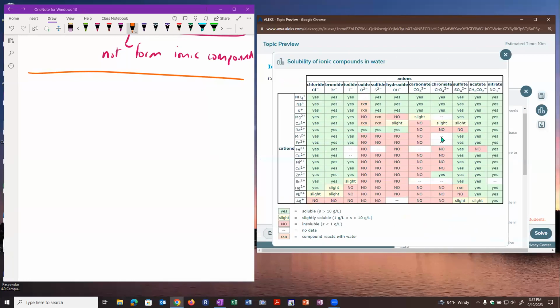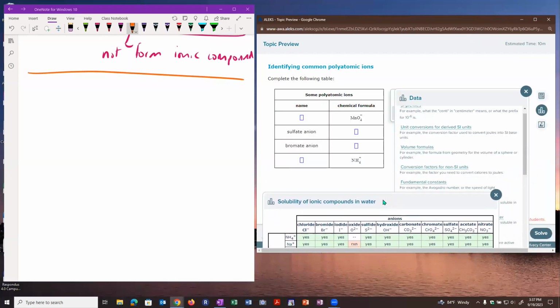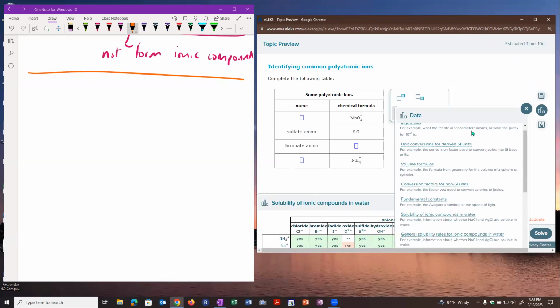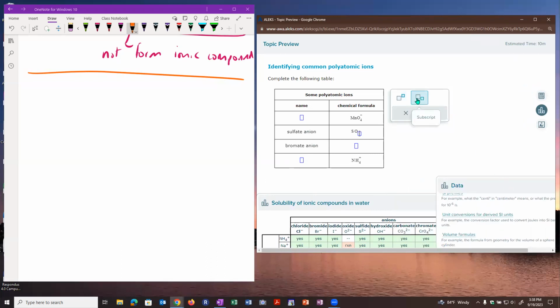So if I can pull these over to the side up here. For example, do you have any of these? Yes, so sulfate, for example, is the SO4 2 minus. So you type that in here. See, we can type that in. So SO, and then we need a subscript. So SO4, and then we need a superscript, and that's 2 minus, which is sulfate.